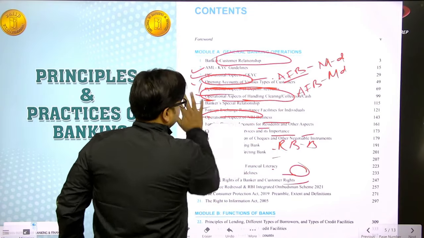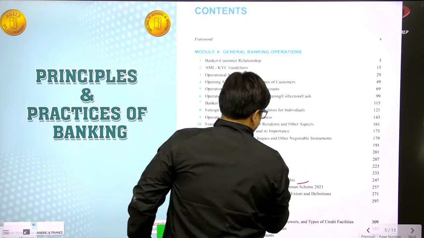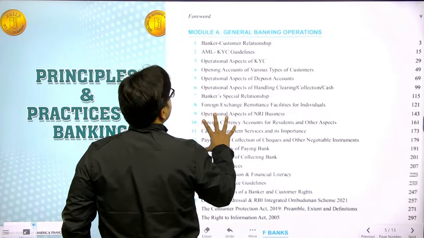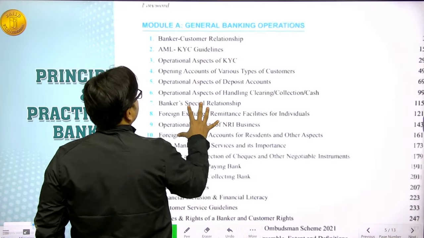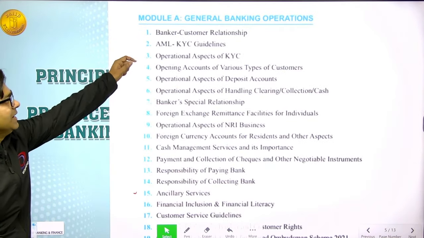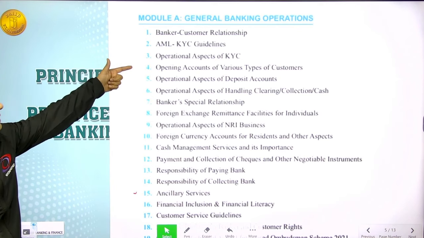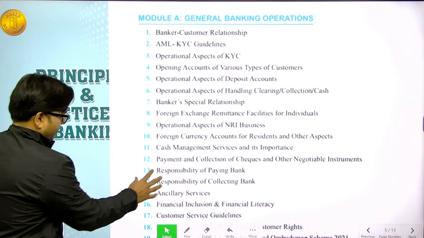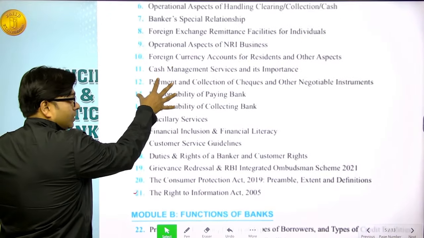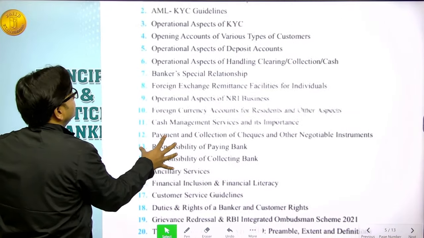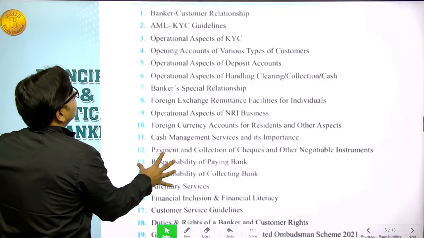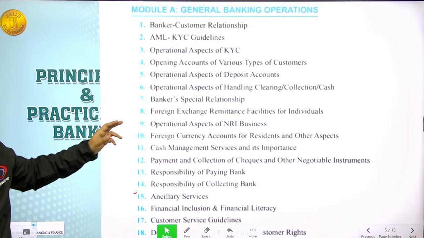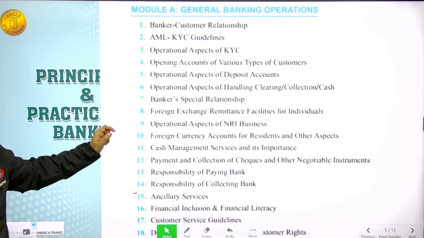Look at bankers customer relationship, AML KYC in module A. There are total 19 topics. No, it's 21 topics. Oh my god. So the weightage is going to be higher for this particular module.